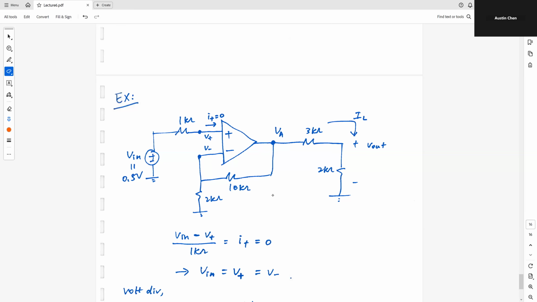First of all, we're again going to assume that we have virtual short, because we have large AOL and we have the output going back to the input, specifically to the negative terminal of your op-amp. We have these two conditions satisfied, so therefore we have virtual short. So that's good.